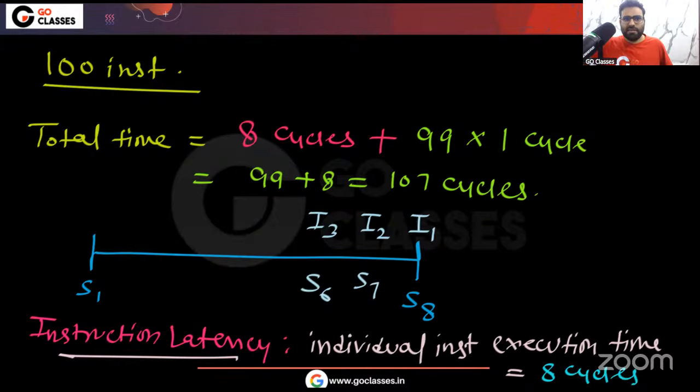Is this point clear? Let me know. Very simple. I hope you understood this. Remember, instruction latency means individual instruction execution time, and that will be 8 cycles, because every individual instruction has to go through all the stages. So once the instruction enters the pipeline, until its completion, how many cycles will it take? Total 8 cycles, because it will go through all the stages.